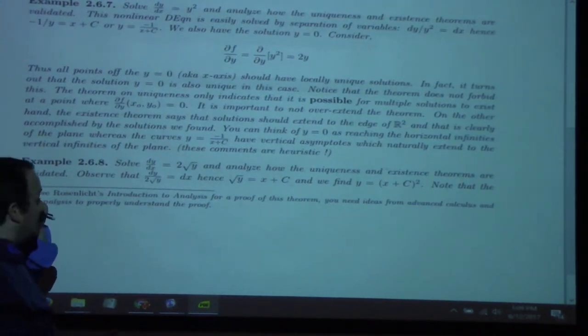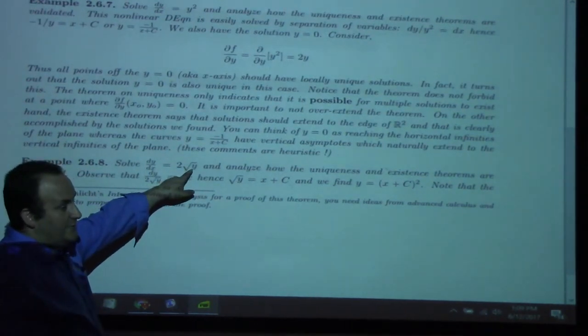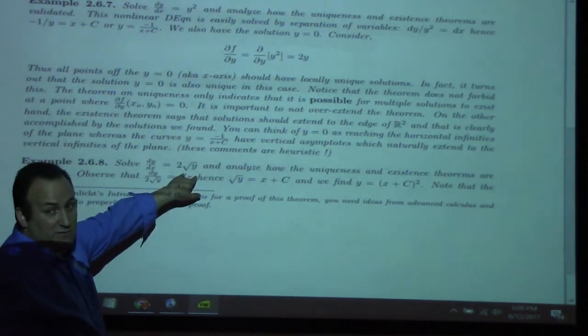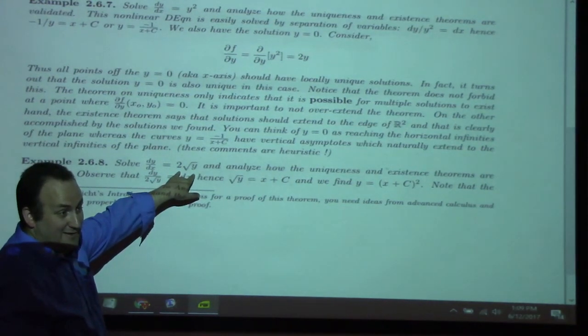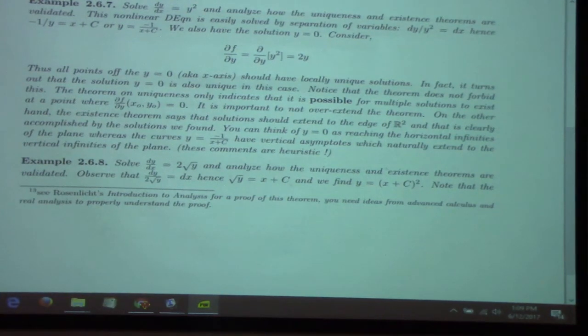Let's see here. So this guy right here, dy/dx equals 2 root y. Well, here f is equal to 2 root y. Partial f, partial y is 1 over square root of y. That is definitely not continuous when y is equal to 0, right? Like, it's bad. It's very bad. So we don't know from the theorem that there will be a unique solution. The theorem's criteria not being satisfied doesn't necessitate that there not be a unique solution. It just says that there might not be a unique solution.